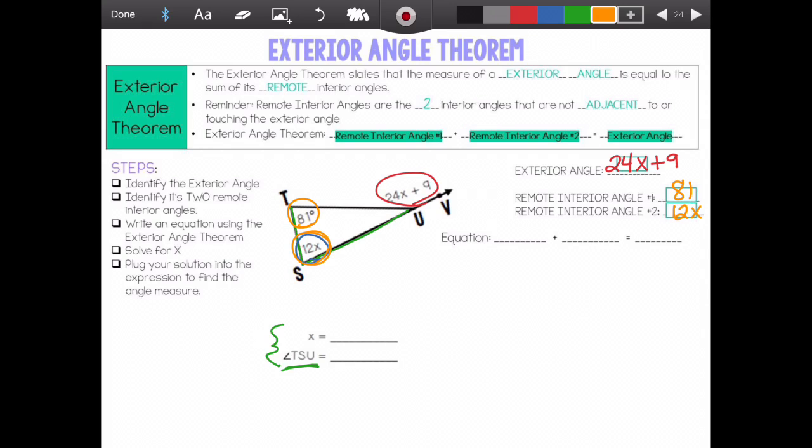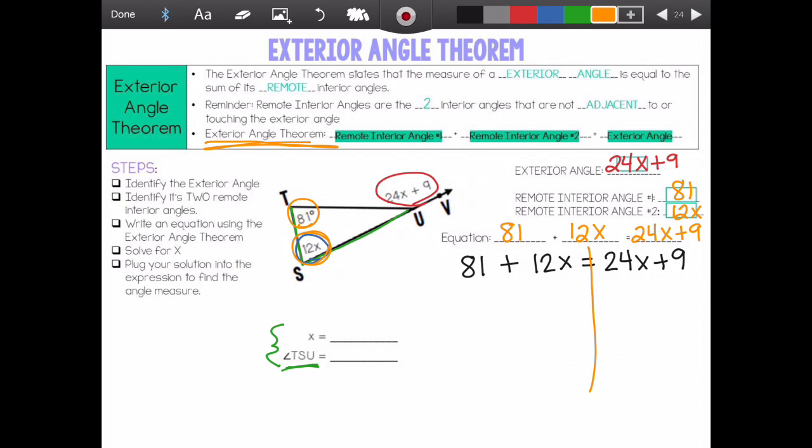So now what we're going to do with this information is we're going to plug it into the exterior angle theorem equation so we can actually solve. So again, we need to add the two remote interior angles. So 81 degrees plus 12x has to equal the exterior angle, which in this case is 24x plus 9. Alright, so now we need to solve for x. So I'm going to rewrite my equation. 81 plus 12x equals 24x plus 9.